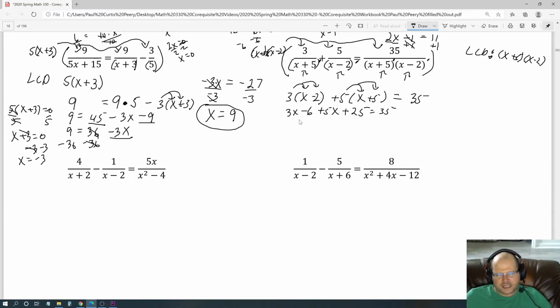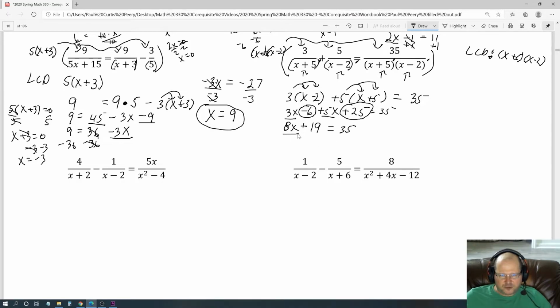Next I want to combine like terms. After distribution, you combine like terms. We have a 3x and we have a 5x. 3 plus 5 is 8, so we end up with 8x. And then next we combine negative 6 and plus 25. So 25 minus 6 is going to be positive 19, and we have that equal to 35.